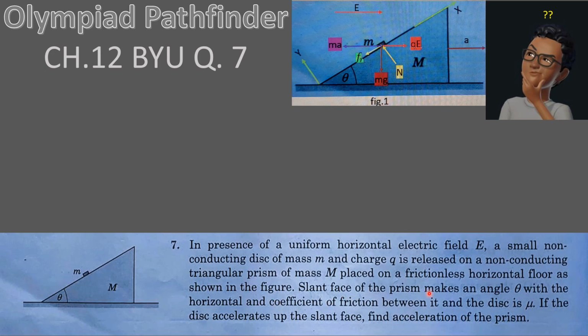Slant face of the prism makes an angle theta with the horizontal, and coefficient of friction between the disk and the slant face is mu. If the disk accelerates up the slant face, find the acceleration of the prism. So let us solve this question.